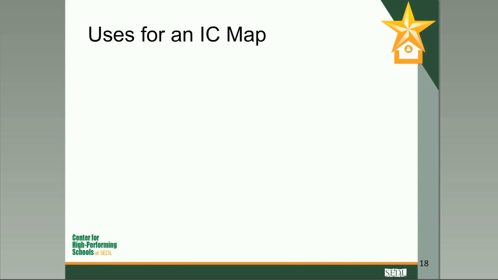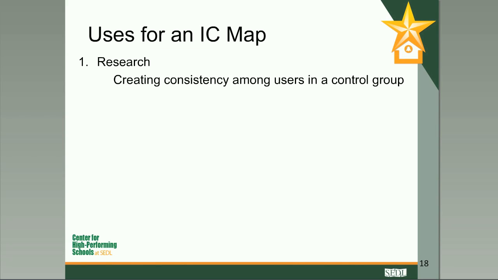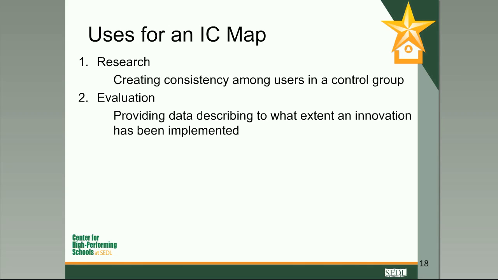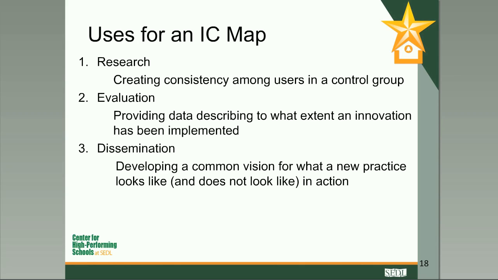There are 4 typical uses for an IC map. The first one is for research purposes, and it really helps to create consistency among users in a control group. When people are in a control group, you know that each one is applying it in this very way. It provides some very specific idea about what it looks like in practice. It's also useful for evaluation purposes by providing data, and it gives you an idea of the extent that an innovation has been implemented.